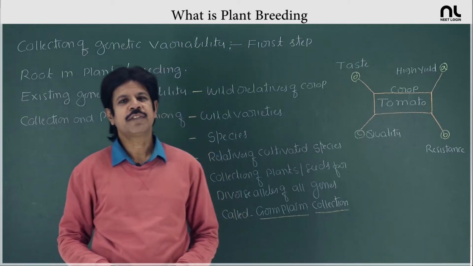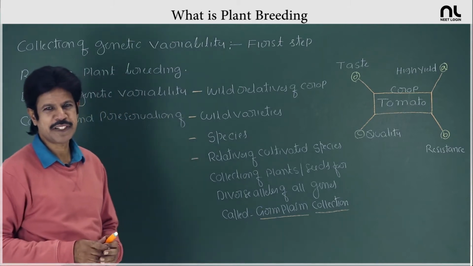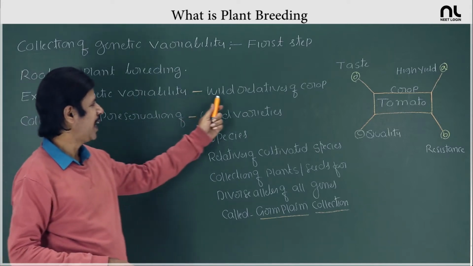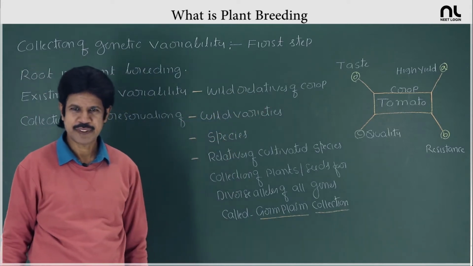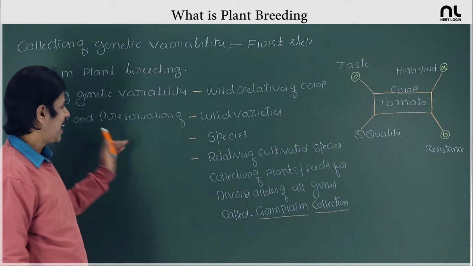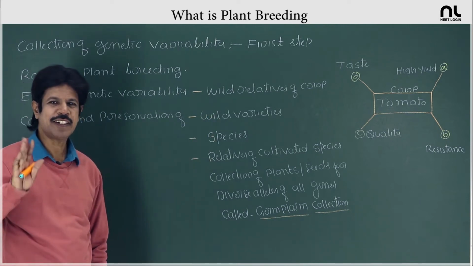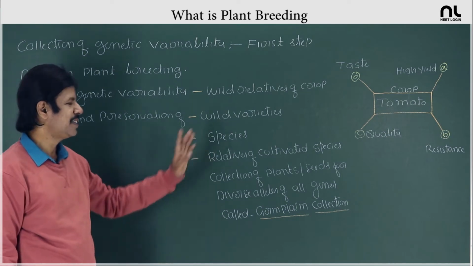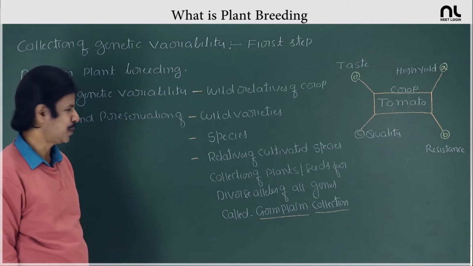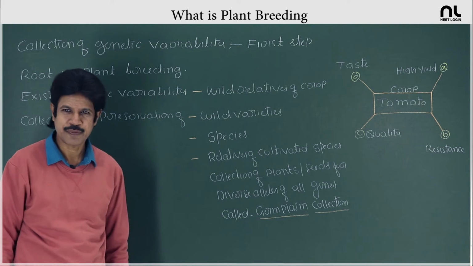The collection of genetic variability is the first step in crop improvement, that is, plant breeding. So existing genetic variability is present in wild relatives of the crop. It is not cultivated, it is a wild variety. And collection and preservation of wild varieties, that is distant relatives, species, close relatives, relatives of cultivated species, very close relatives.